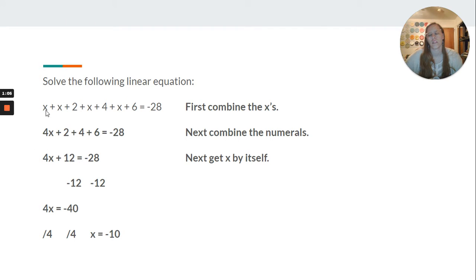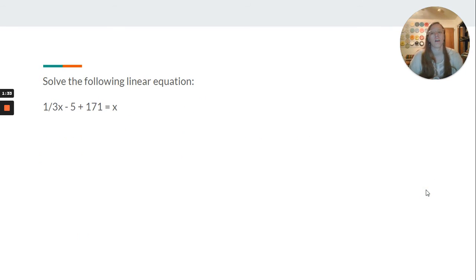So we would replace all of our x's. So negative 10, negative 10, negative 10, negative 10. So we have negative 20 plus 2 is negative 18. Plus negative 10 is negative 28. Plus 4 is negative 24. Plus x is negative 34, plus a positive 6 is a negative 28.